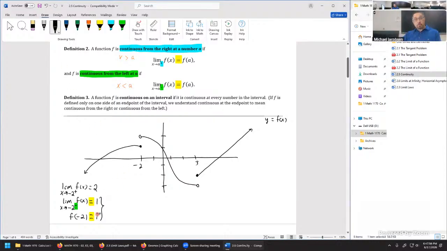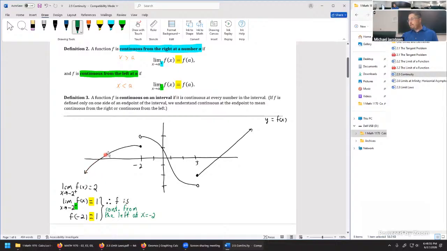So since we have those two limits coming out as equal, that equation holds, and we can say, therefore, f is continuous from the left at x equals -2, only because these were the only two that matched. If this value here came out as a 2, it would have matched with the top limit. We would have said something different, continuous from the right.